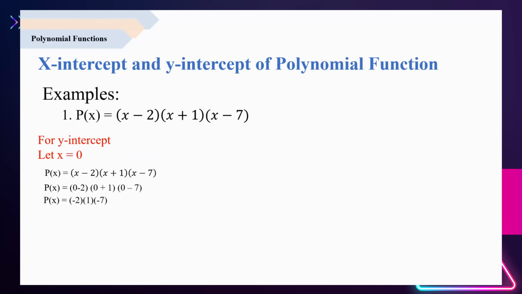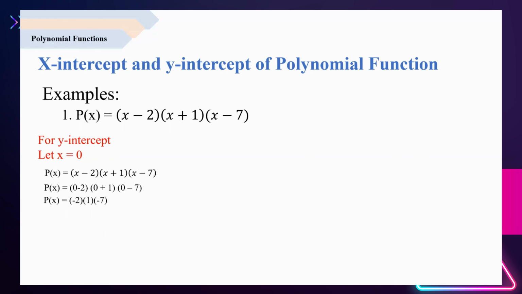Let us simplify. P of x is equal to 0 minus 2 is negative 2, 0 plus 1 is positive 1, 0 minus 7 is negative 7. And the product of negative 2, 1, and negative 7 is positive 14. Therefore, the y-intercept is equal to positive 14.